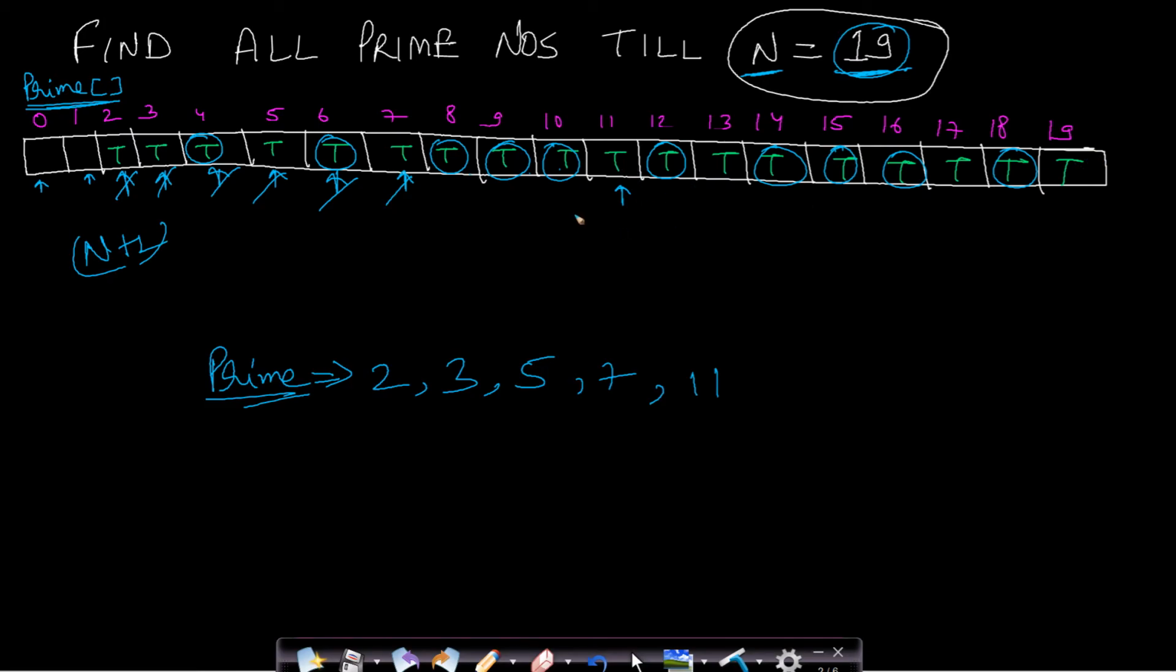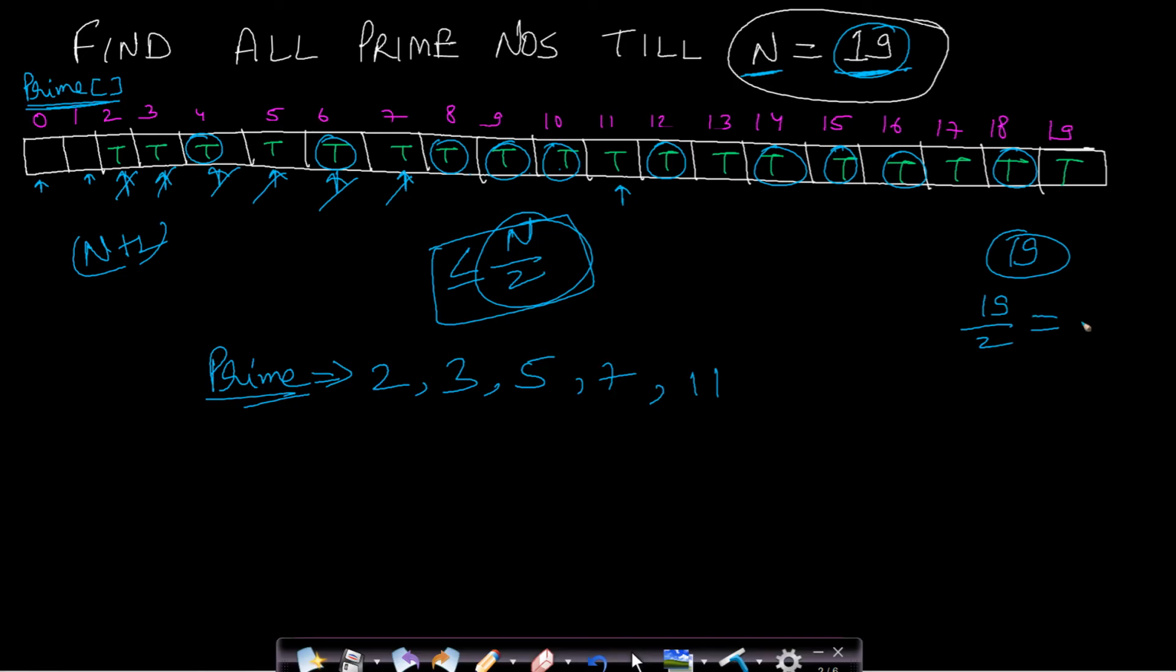So actually what we can do is we just need to move up to n by 2, that is, i less than or equal to n by 2. Why? Because after n by 2 there will be no multiple of the prime number. So suppose we have 19 elements. What will be 19 by 2? It will be 9.5, and since we are dividing integers, it will be 9. So we just need to move to this 9 and no further elements.